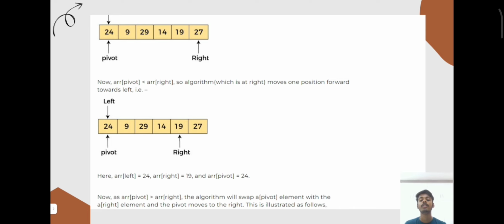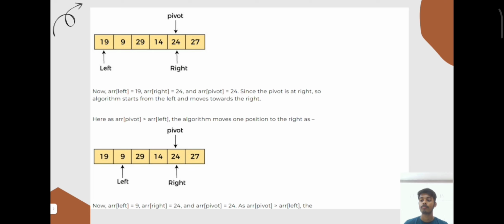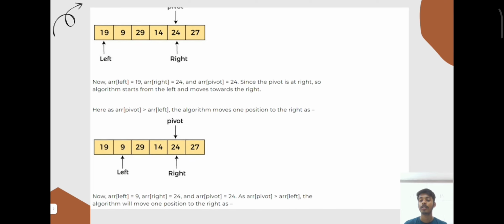Here array of left is equal to 24, array of right is equal to 19 and array of pivot will be 24. Now as array of pivot is greater than array of right, the algorithm will swap array of pivot element with array of right element and the pivot moves to the right. This is illustrated as follows. As you can see in the above picture, now array of left is equal to 19, array of right will be 24 and array of pivot will also be 24.